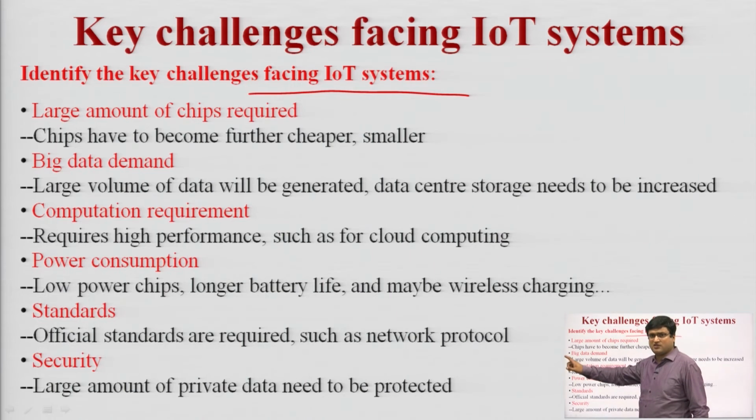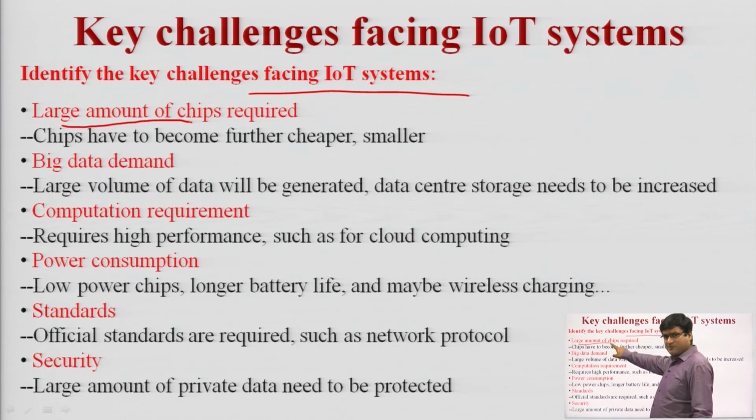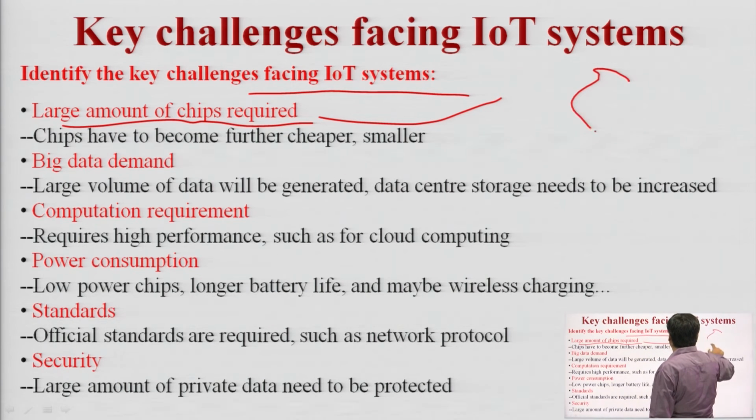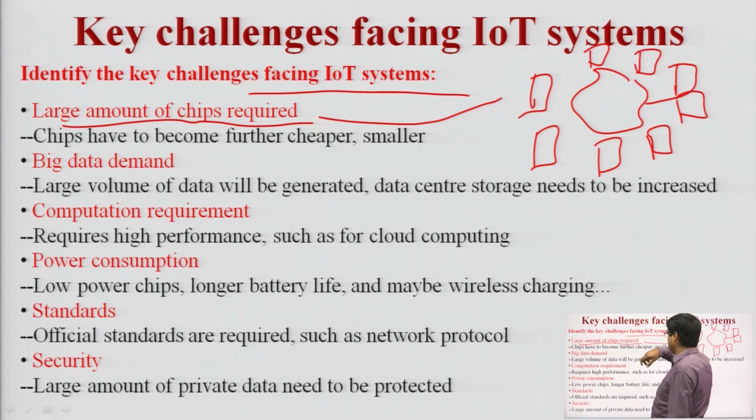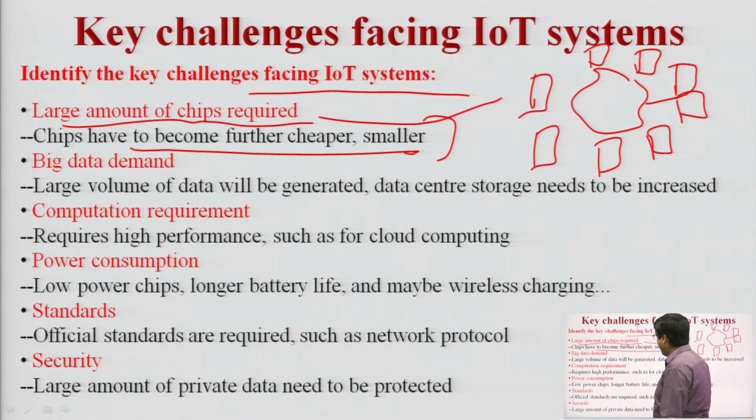How can the identification be done? A large number of chips are required, because in IoT the main concern is that we need a large number of chips. The devices are increasing, so we need more hardware, more chips. This is also a challenge: more miniaturization, because chips have to become cheaper and smaller. Because we are using a large number of chips in our system, the key challenge is that these chips should be cheaper and smaller.